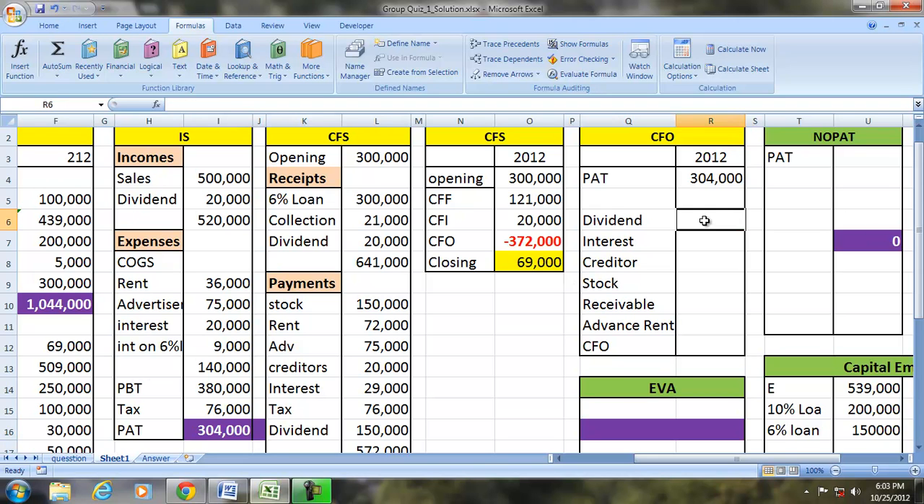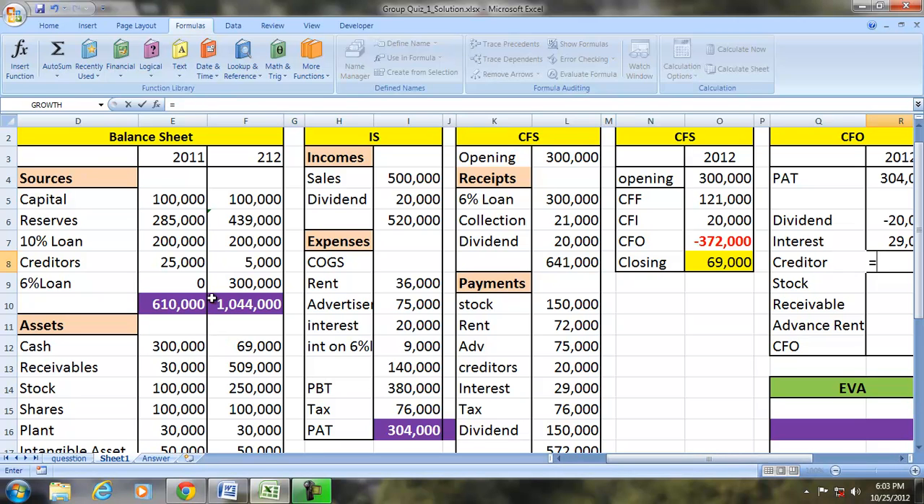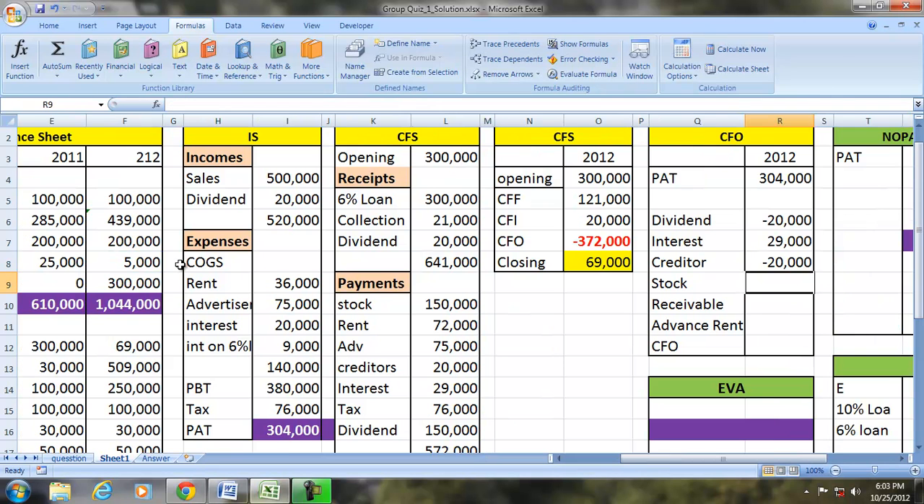The dividend is a non-operating income. We deduct that from the PAT. Interest is a non-operating expense. We treat that as a financing expense, so we add it back. Then we'll see the changes in the working capital. The change in working capital in this case is because of the creditors. There has been a decrease in creditors, so a decrease in creditors is an outflow of cash.